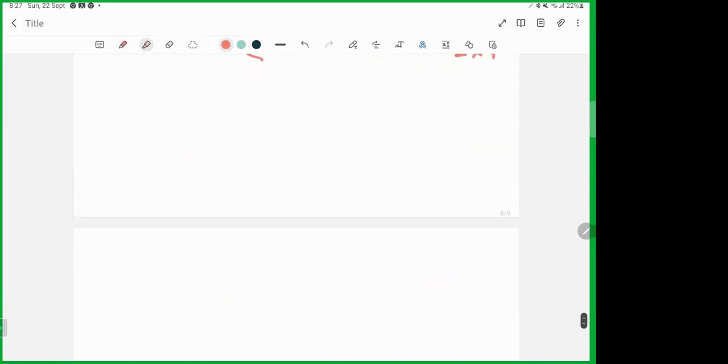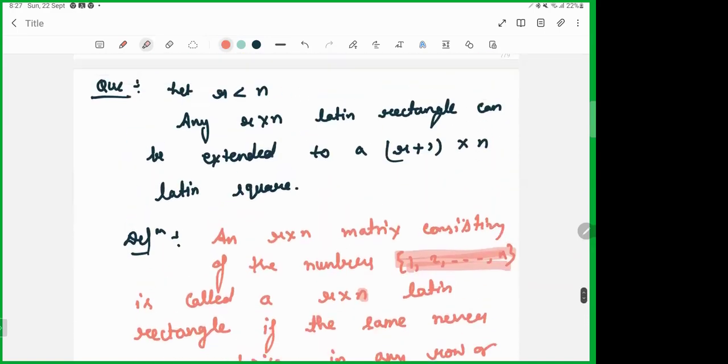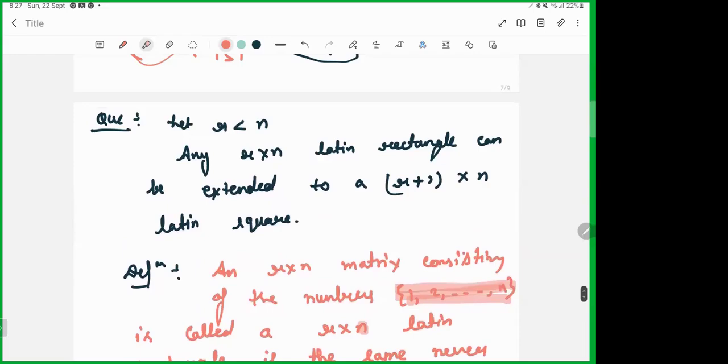So the question is this thing. I write the question again. We extend to r plus 1. I guess this may seem obvious to you. Extended to r plus 1.